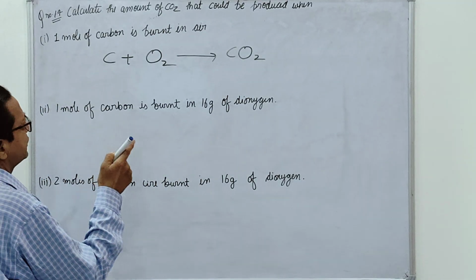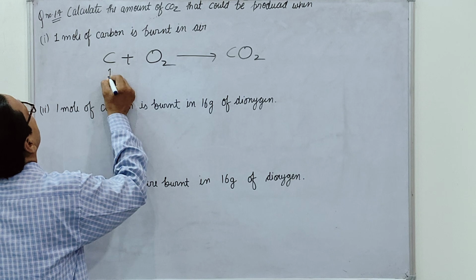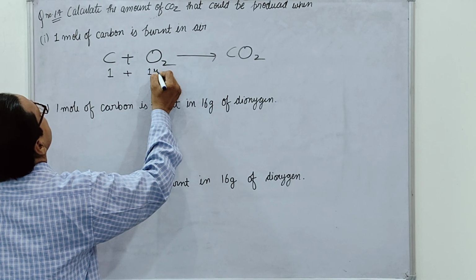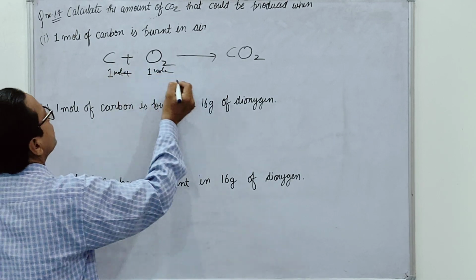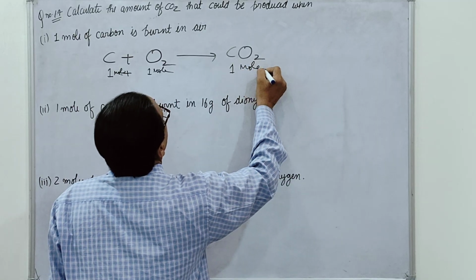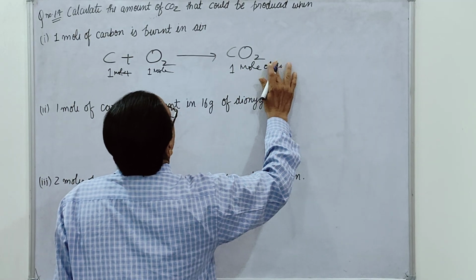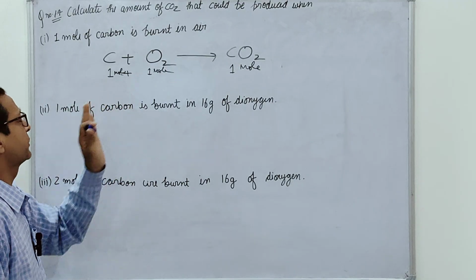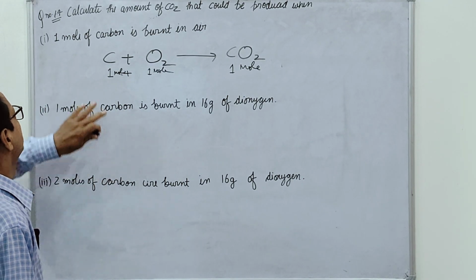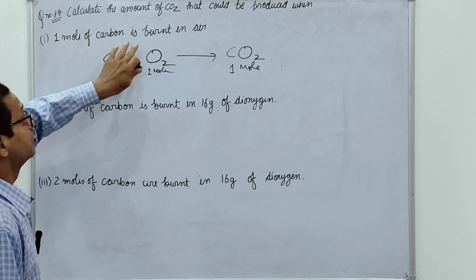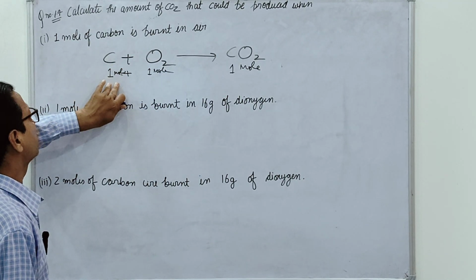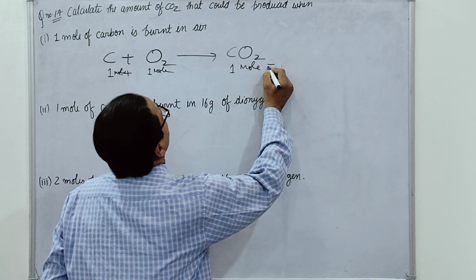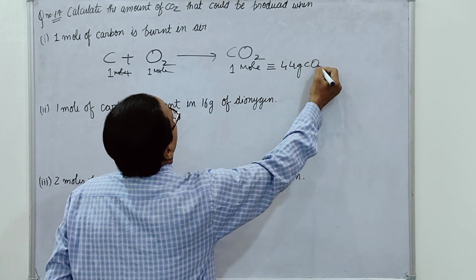So 1 mole of carbon is burned in air. 1 mole of carbon reacts with 1 mole of oxygen to produce 1 mole of carbon dioxide, 1 mole of CO2. So according to this equation, 1 mole of carbon reacts with 1 mole of oxygen to form 1 mole of carbon dioxide. As in the problem, 1 mole of carbon is burned in air. So if you burn 1 mole of carbon, you will get 1 mole of carbon dioxide. And 1 mole of carbon dioxide is equal to 44 gram of CO2.